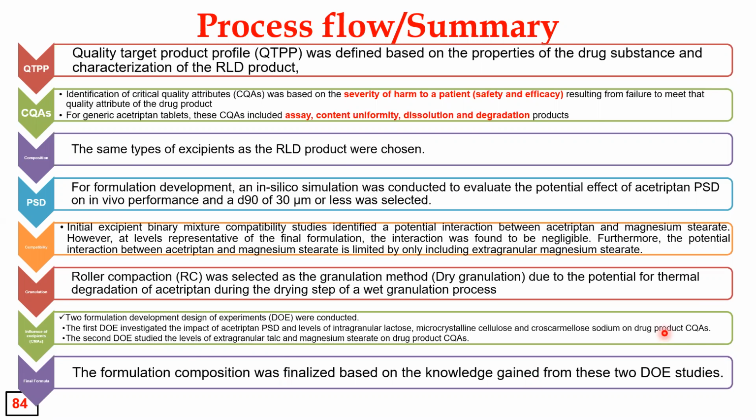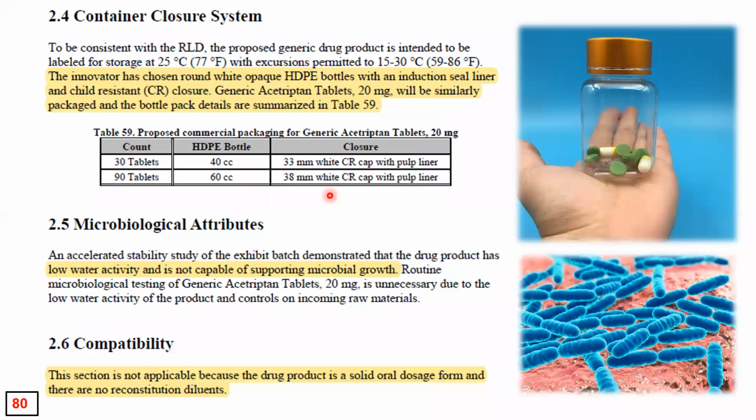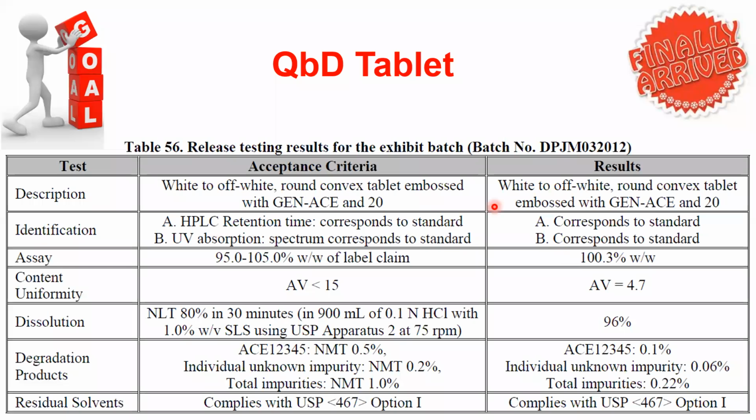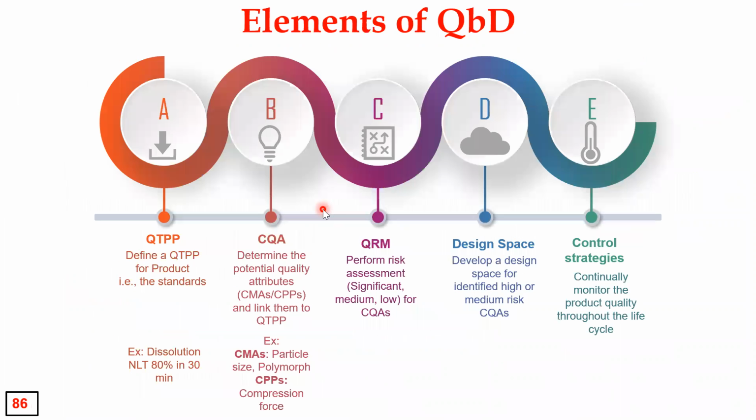So this is what a QBD product is, that means starting from material selection, starting from the size of the acetyltryptophan, to the selection of the machinery, the roller compaction, the compression of the tablet, whatever it is, in each and every step we have identified the critical parameters and the critical material attributes which really affect the acetyltryptophan quality, which are the dissolution and degradation products mainly. Hence we got very nice results at the exit batch, which is far better than the accepted criteria. That is the summary. Right.